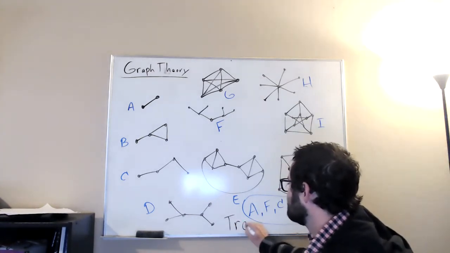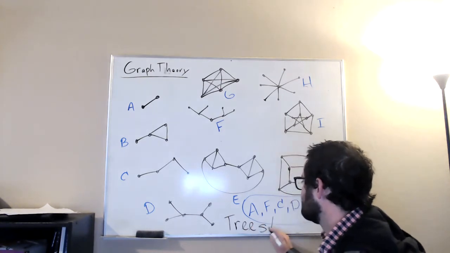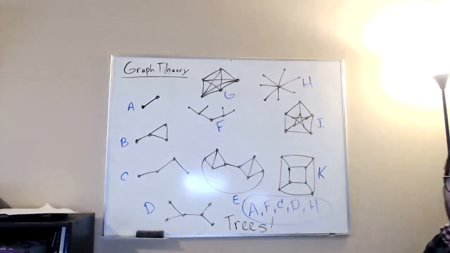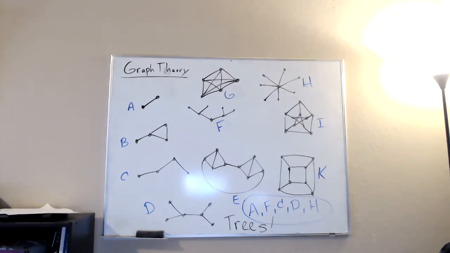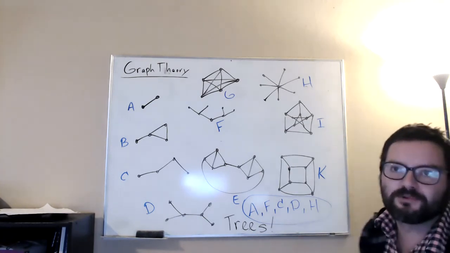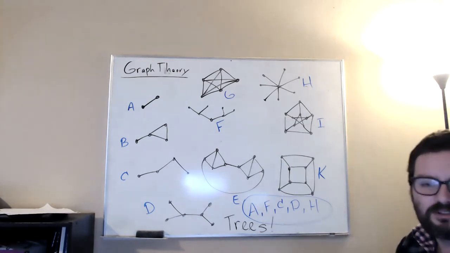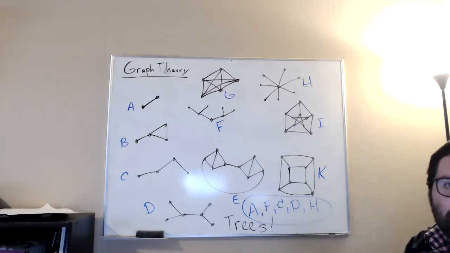These are trees. Trees are graphs that do not contain cycles as subgraphs. I'll write this down formally in a moment, but I like starting out by giving you pictures to see it before writing the formal definition.